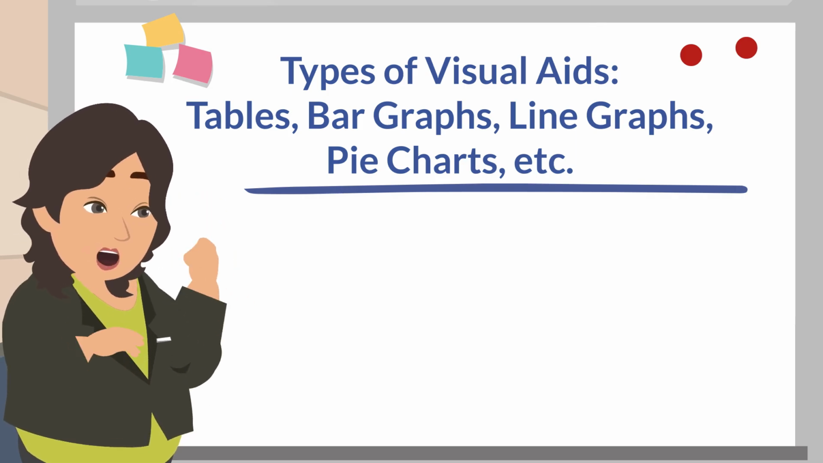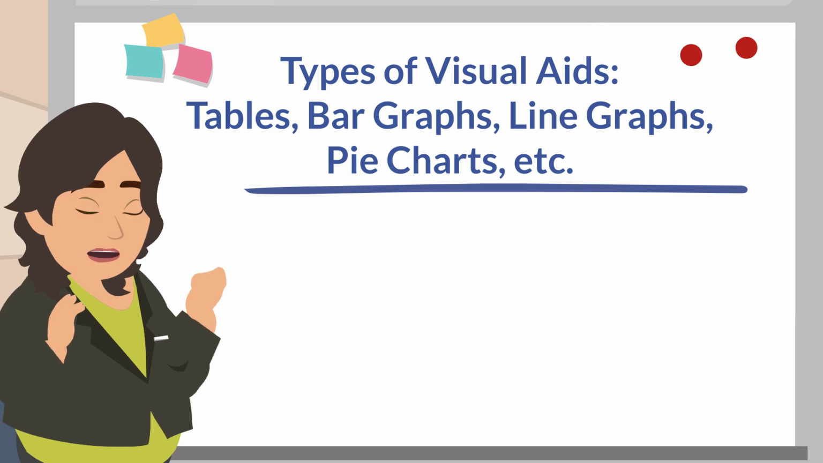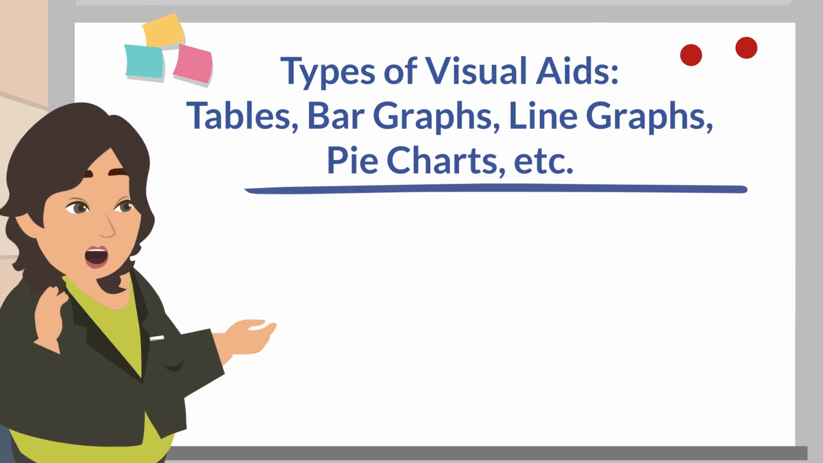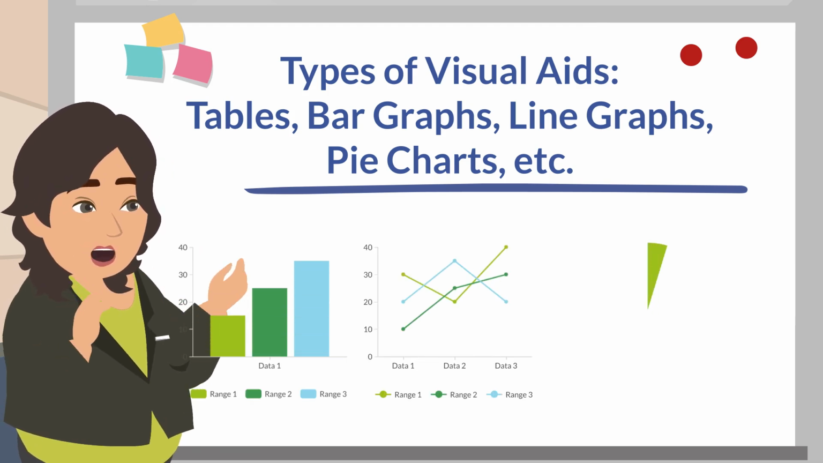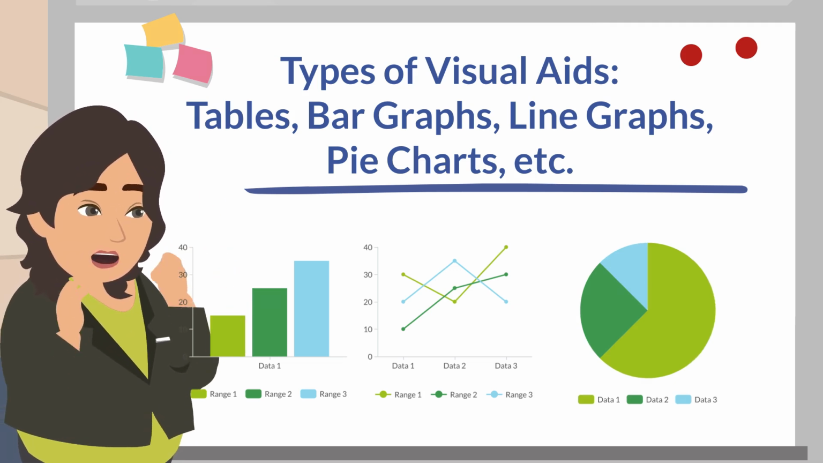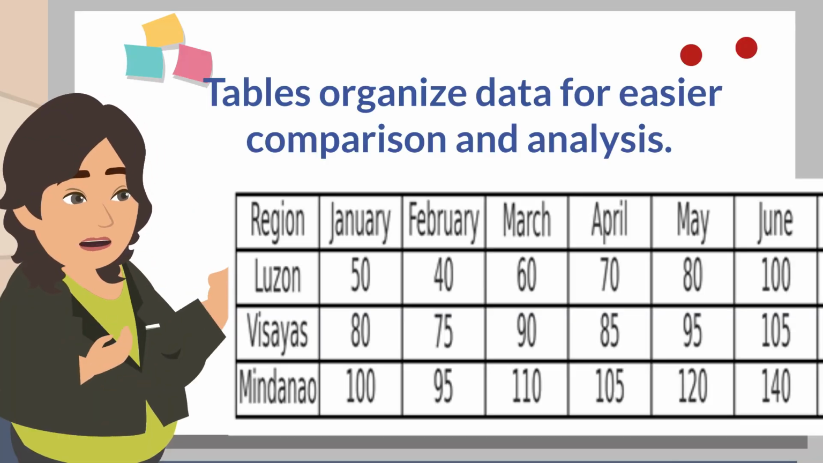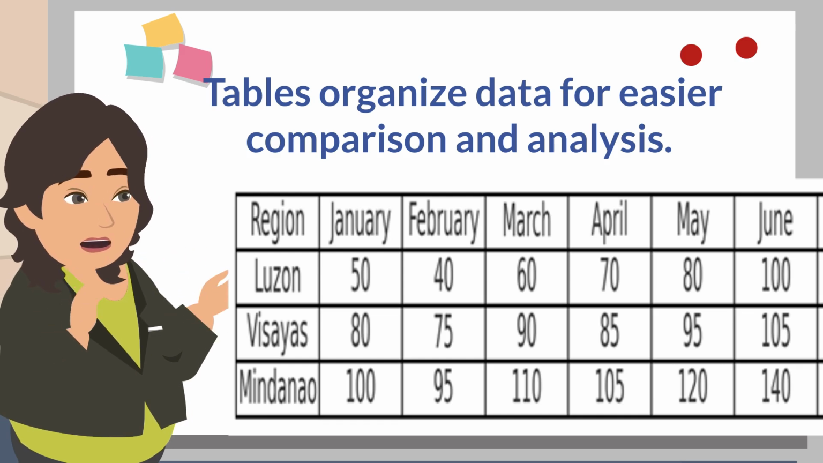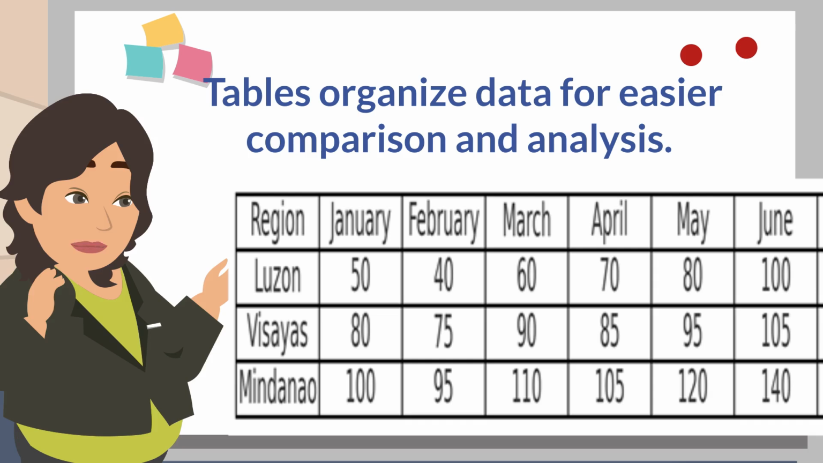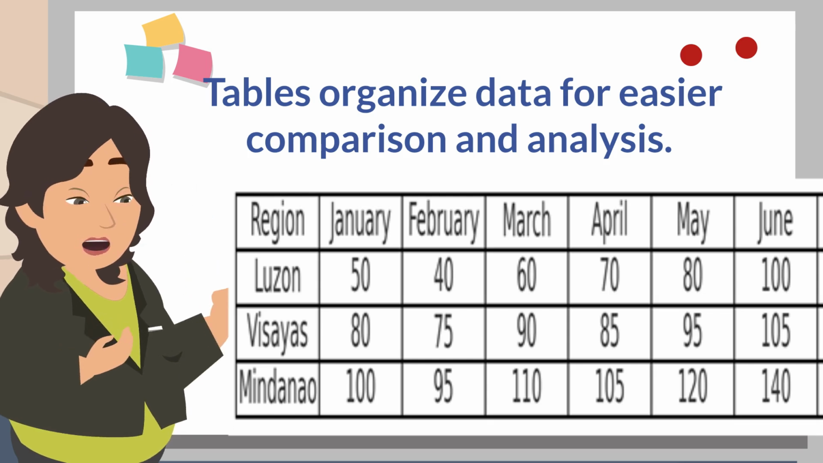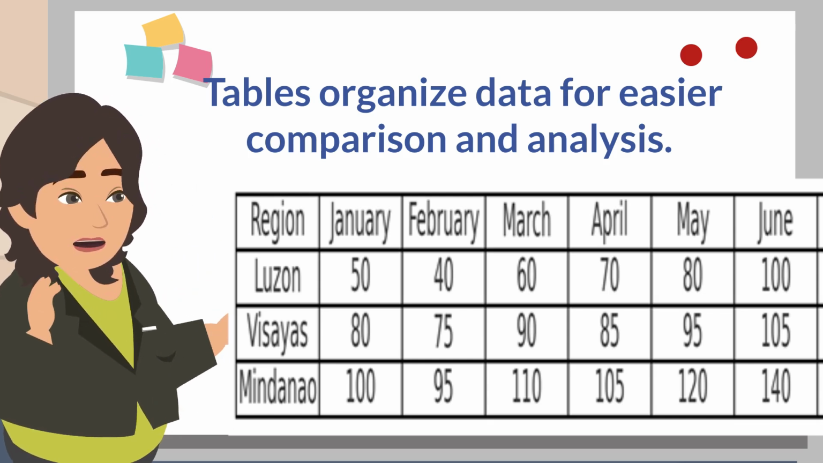Now, let's look at some examples of visual aids used in expository texts and how they enhance understanding. Visual aids can take many forms, including tables, bar graphs, line graphs, pie charts, and more. Each type of visual aid is chosen based on the kind of information it represents. Tables organize data into rows and columns, making it easier to compare and analyze information. For example, a table showing average monthly rainfall in different regions of the Philippines allows readers to see and compare weather patterns at a glance.